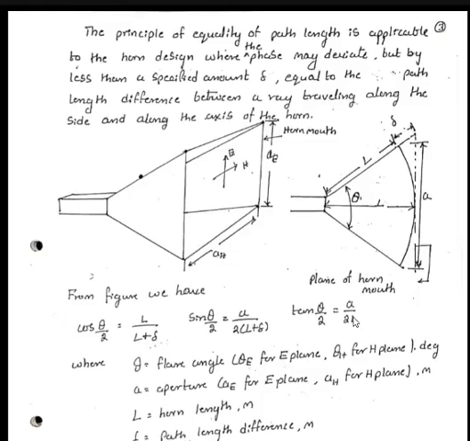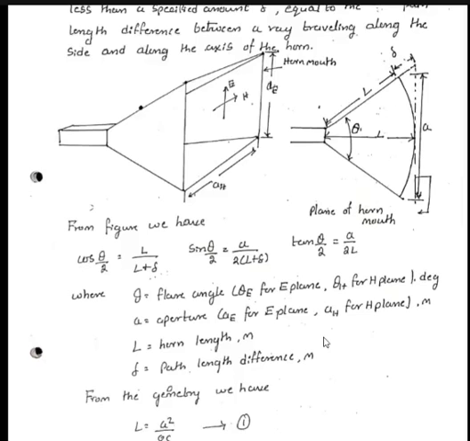The flare angle concerned with the E plane is theta E, and for the H plane it is theta H, which will always be in terms of degrees, right? Now, the aperture: A is nothing but the aperture. Aperture in the E plane is AE, and AH in the H plane, which will always be in terms of meters.